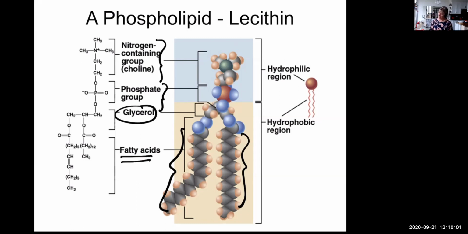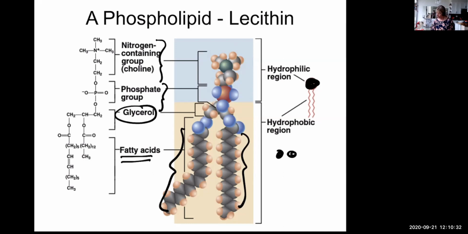So you often see phospholipids drawn like this. This whole region is drawn as a circle. That's your hydrophilic head, that region, but it includes the choline and the phosphate group. The hydrophobic region includes the glycerol and the fatty acids. So phospholipids are a major component of cells.